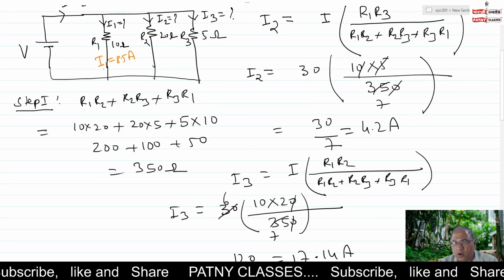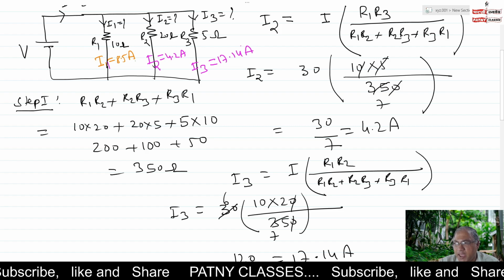Therefore, we got here I1 equals 8.5 amperes, I2 equals 4.2 amperes and I3 equals 17.14 amperes. This way, the division of current in case of parallel resistors, and we had here 3 resistors, and we could find out I1, I2, I3.